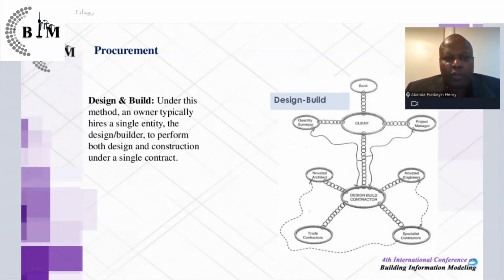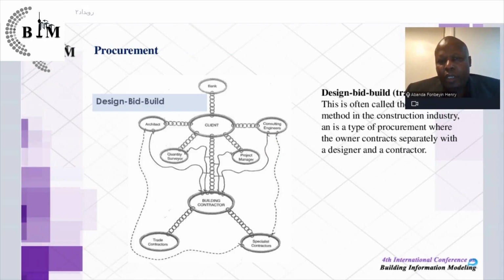Design and build, and I'm now on procurement. We have to think about the kind of procurement that we usually use as a company. I've just picked design and build, where the owner typically hires a single entity to perform both design and construction under a single contract. So everything is done in-house. Then we have design, bid, and build, which is the traditional procurement method, where the owner hires a designer and contractor separately.